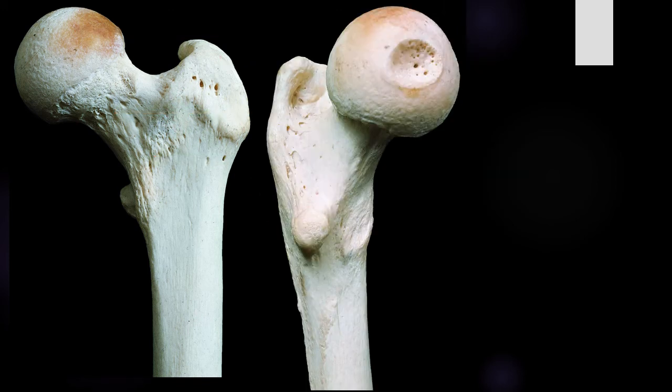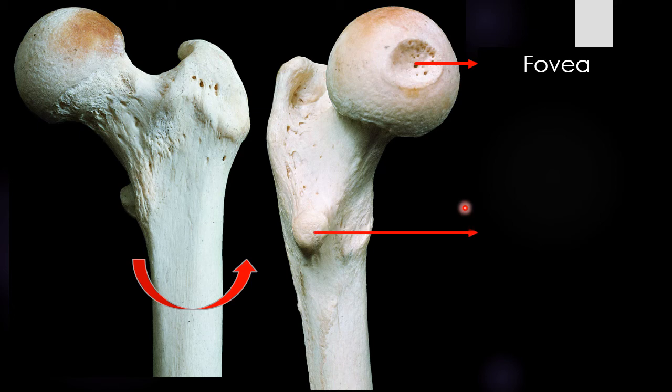Now I have rotated it like this, and I am seeing the femur from the medial aspect. What can we identify from the medial aspect? Here you can see a depression. This depression may be marked and you may be asked to identify it. It is called the fovea. What are the structures present in it? That you have to study. Structures present in the fovea.